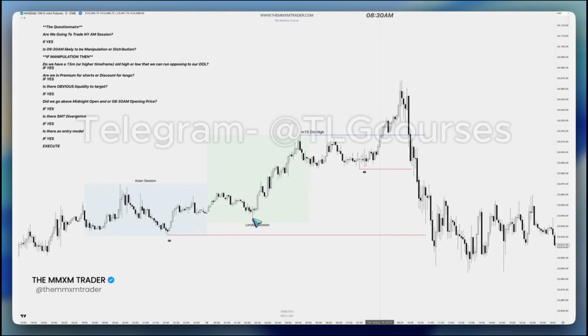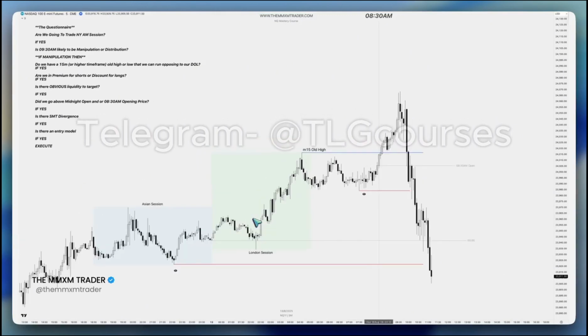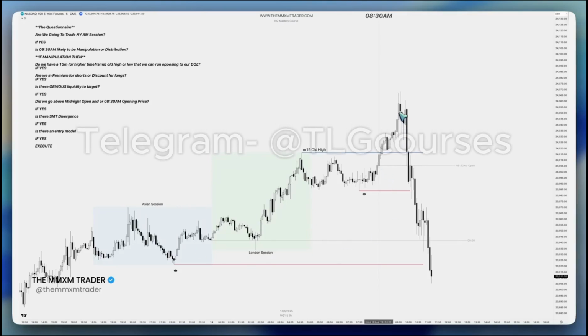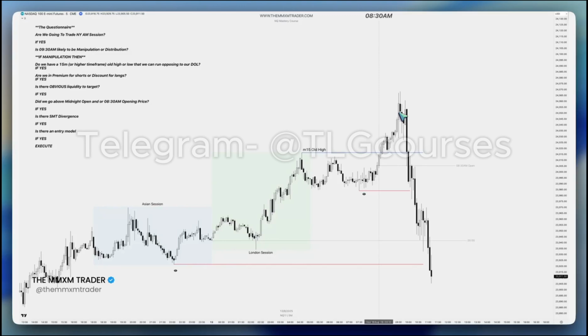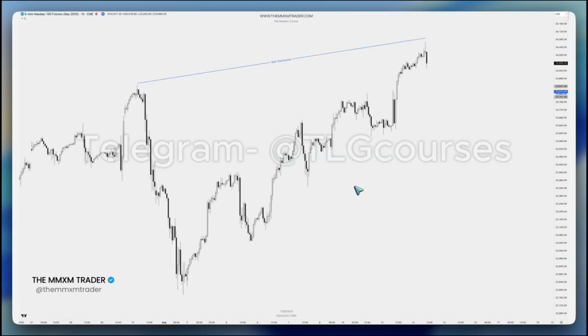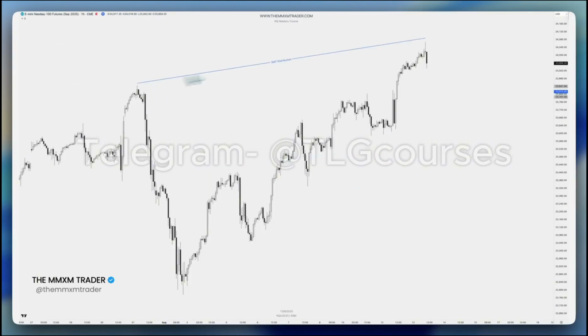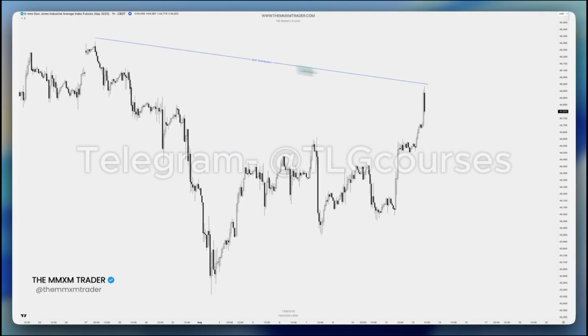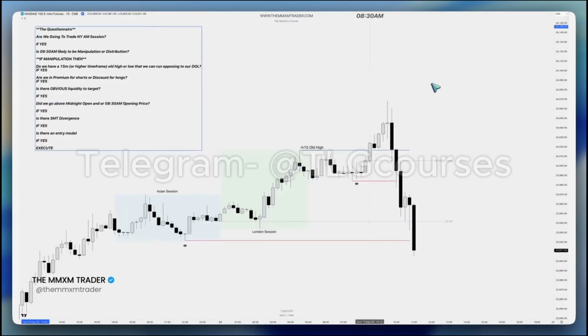Did we go above the midnight open and/or 8:30 a.m. opening price? We're above both opening prices at equity open, making it extremely high probability. Okay. Is there an SMT divergence? Here is NASDAQ making a higher high. The Dow is making a lower high. So yes, there is SMT divergence.